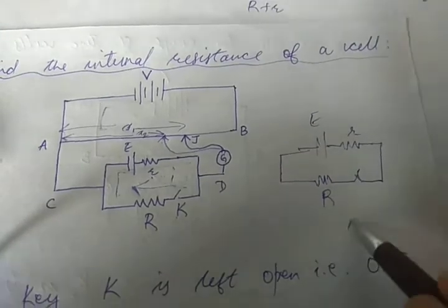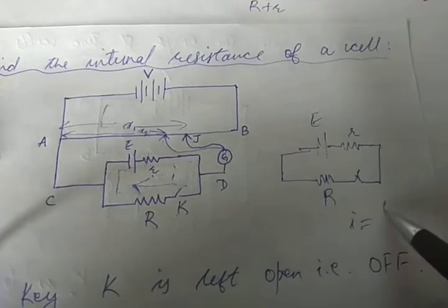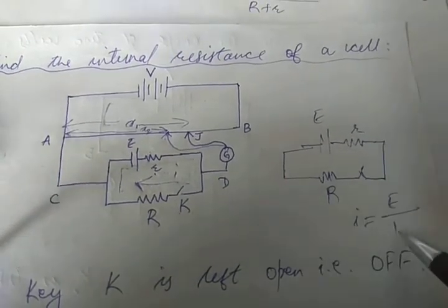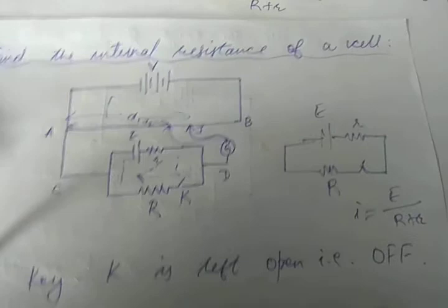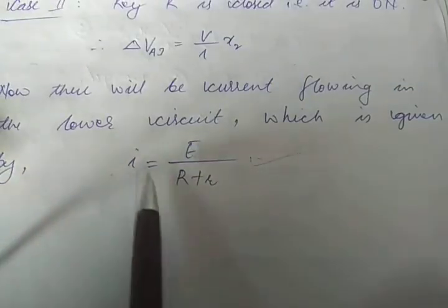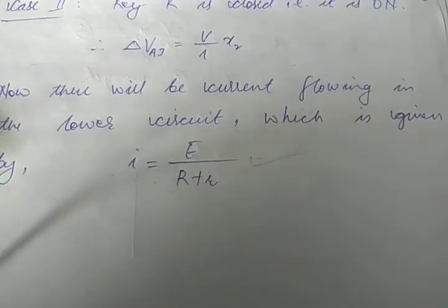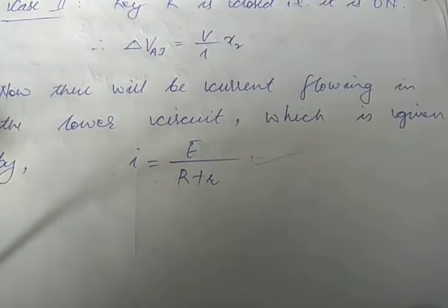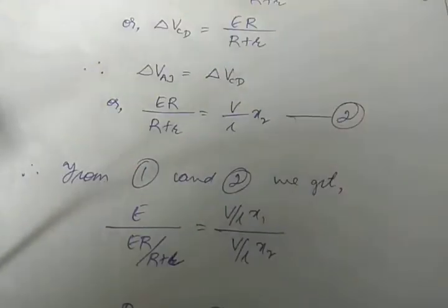So what is the current flowing? The current flowing will be the total EMF divided by the total resistance of the circuit, which is R plus r. So this is the current flowing. That is exactly what I've written here. The current flowing in the lower circuit will be E upon R plus r.